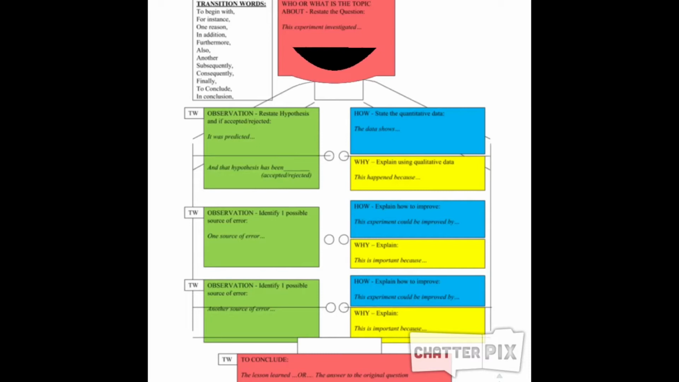This is what I look like for science. Notice I have a red head and red feet. Then there are 3 green boxes down my right side, your left, and then blue and yellow, blue and yellow, blue and yellow. I am similar in structure to English, but specific to conclusions.